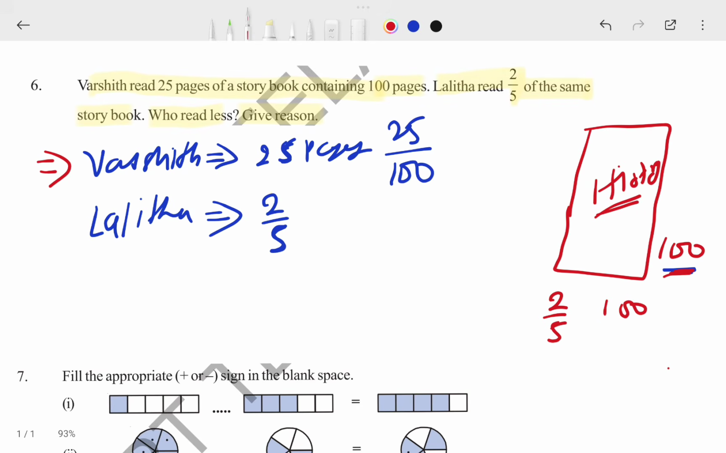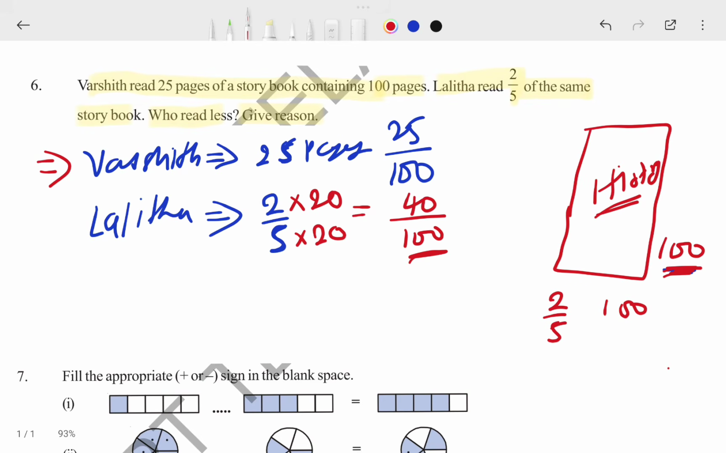In the 5 table, 100 is how many times? 20 times. So you just multiply by 20 here, and the upper number also you will multiply with 20. If you multiply 5 into 20, it is going to be 100. How many pages? 100 pages. So if you multiply 2 by 20, it's going to be 40.